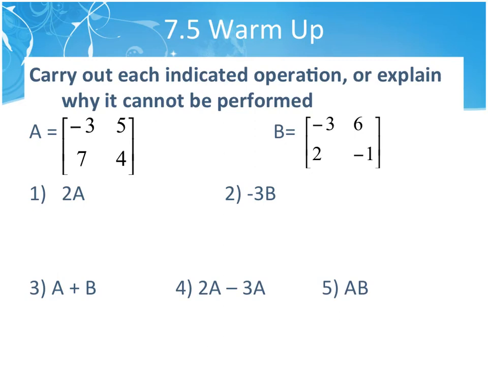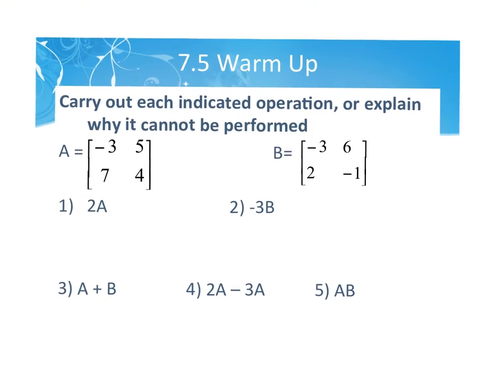All right, 7.5 was all about the operations that you can do on a matrix, right? So we talked about adding, subtracting, multiplying by a scalar, and then also multiplying two matrices together. Sometimes it can't be done. So if I'm adding and subtracting, when would I say it couldn't be done? If they don't have the exact same dimensions. So for adding, subtracting, they have to have the exact same dimensions, and then for multiplying, what has to be true?